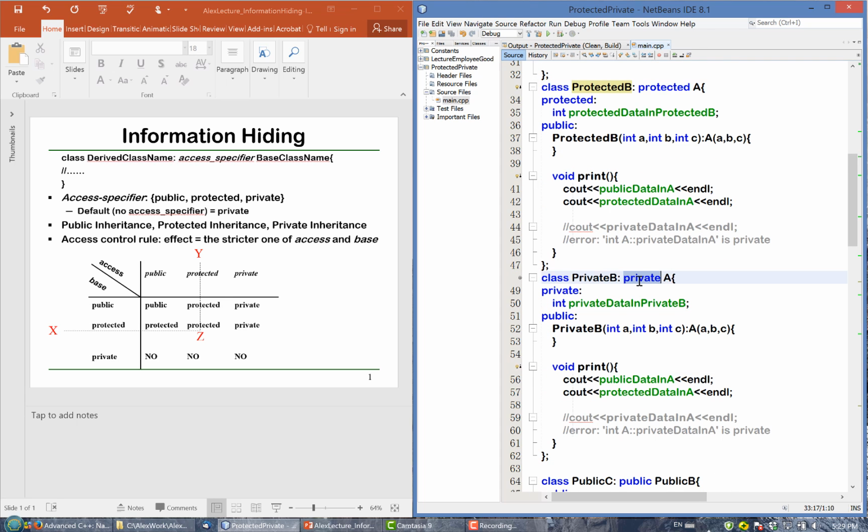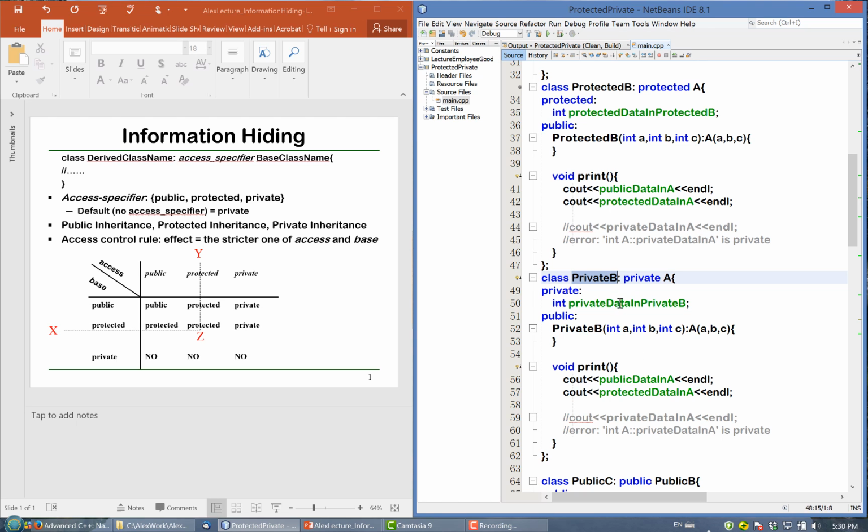Now let's consider private inheritance. For public and protected data and functions in the base class, they can be accessed by the direct class. Although it is a private inheritance, the direct class can access the public and protected data and functions in the base class. But they cannot be accessed by the clients of the direct class or further direct classes of this direct class.